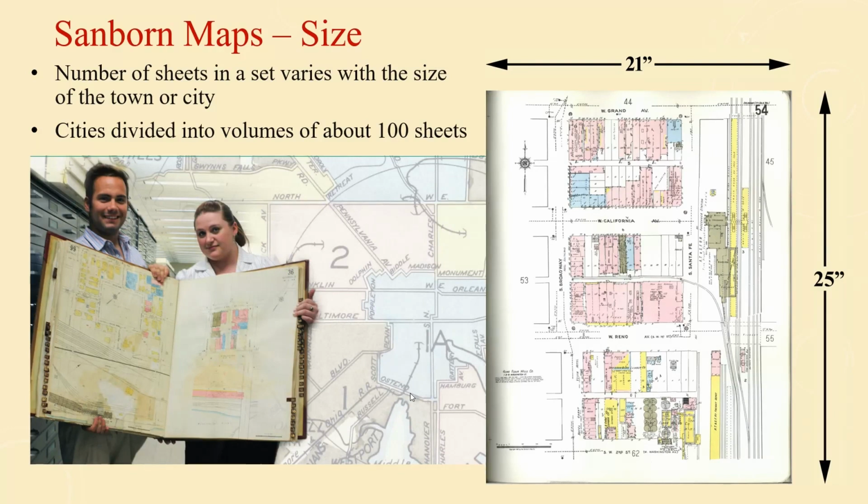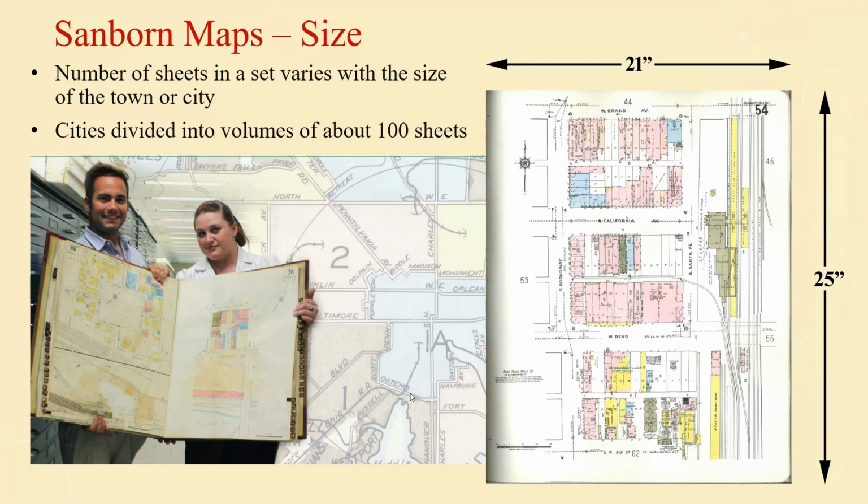The number of sheets for a given town or city varies. If there were more than 100 sheets, they were collected into volumes. For the big cities, those volumes were about 100 sheets each. They could be 80 sheets, 120 sheets, it just depended.